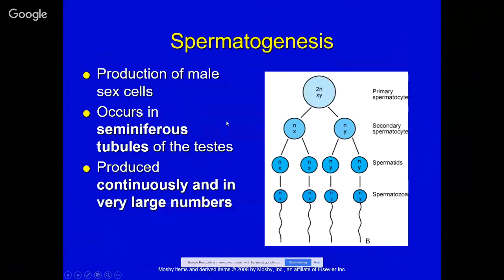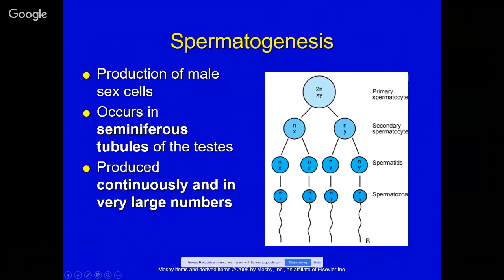Spermatogenesis is the production of male sex cells, and this occurs in the seminiferous tubules of the testes. So you should know where spermatogenesis occurs. Where do we make sperm cells? In the seminiferous tubules of the testes. They're produced continuously and in very large numbers.